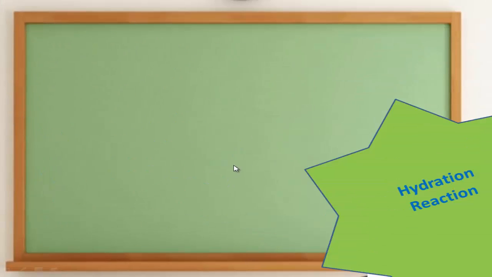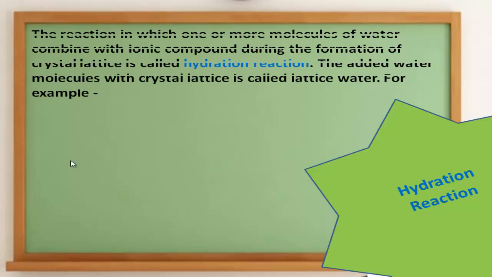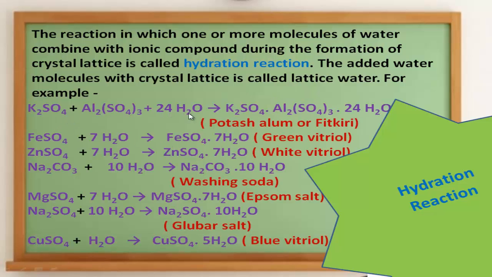Now another type of reaction is the hydration reaction. What is a hydration reaction? The reaction in which one or more molecules of water combine with an ionic compound during the formation of a crystal lattice is called a hydration reaction. The added water molecules in the crystal lattice are called lattice water. For example, these are all examples of hydration reactions.